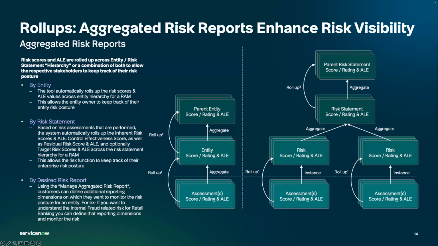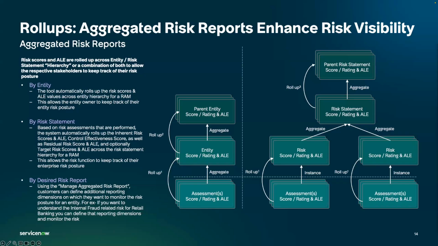Now, the intersection. Here's the power. These 2 dimensions can work together. You can see what's the total cyber risk across the company, that is by risk statement hierarchy, or what's the total risk exposure in the retail banking division, that is by the entity hierarchy. Same underlying data, and different aggregation views are possible.